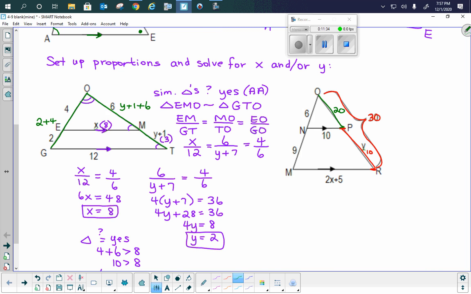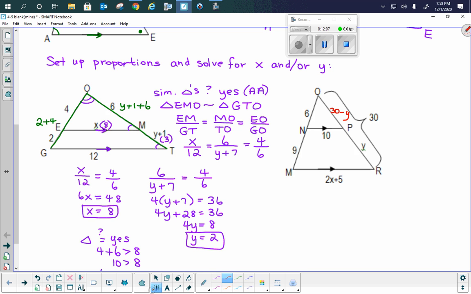Okay, so that's using numbers. Now I'm going to change it on you because we have variables in there. All right, it's a Y, it's not a 10. So here we go once again. If the whole thing is 30 and the piece from here to here is Y, then the piece from O to P is 30 minus Y. Okay, ask me about that if that throws you off.